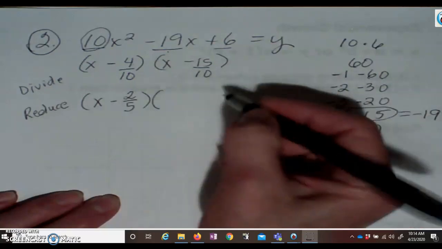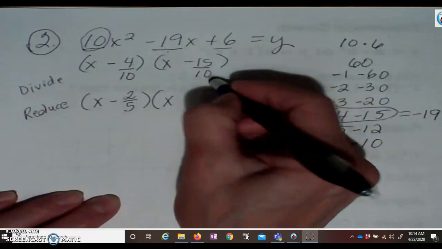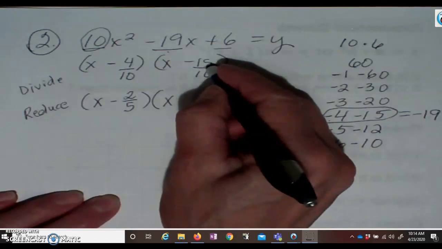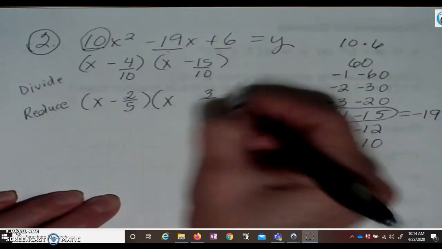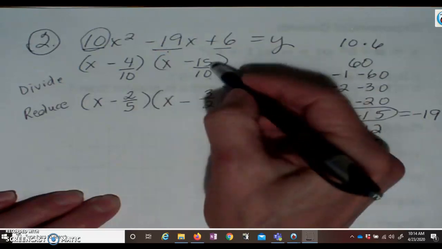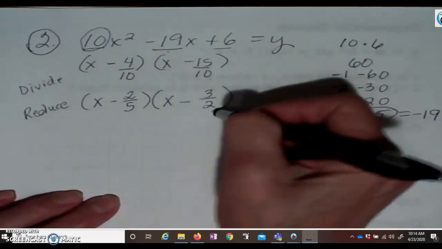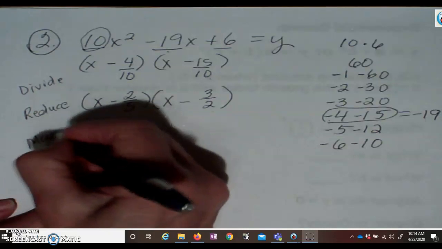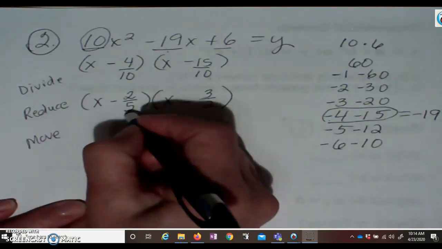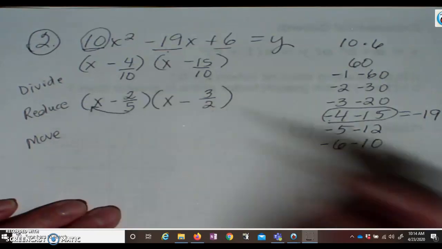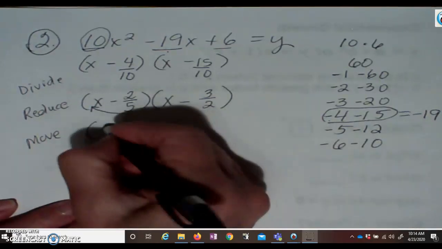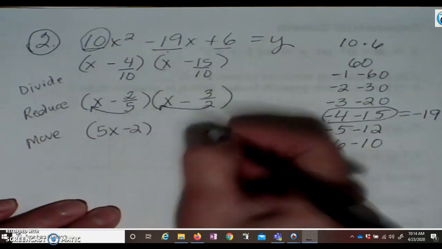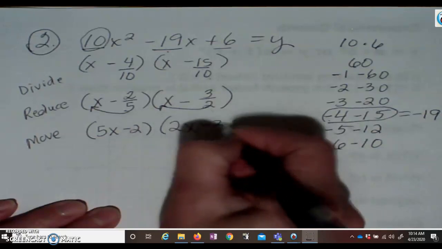Right, come over here. 15 and 10. Well, they both can be reduced by 5. So 5 goes into 15 3 times. 5 goes into 10 twice. So 15/10 reduces to 3/2. Okay, so I reduced it. Right, the last step, when we're factoring, would be to move. Okay, and you move the denominator to the front of your variable. So on this one, I'd have 5x minus 2. Right here, move this one up here. And I have 2x minus 3.